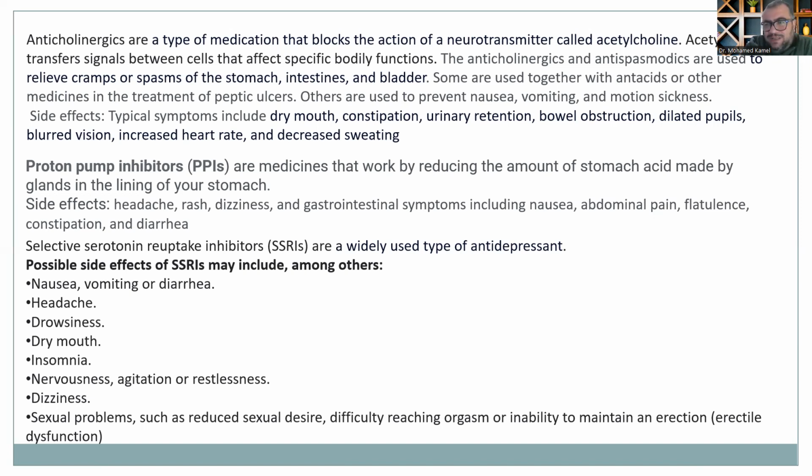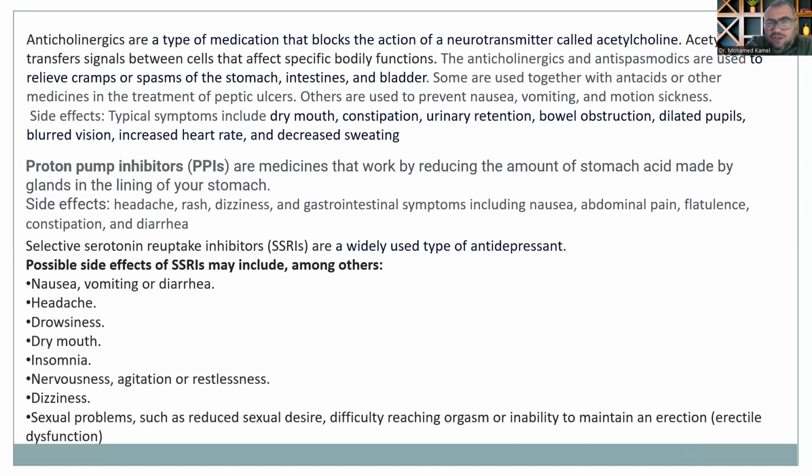What are the common side effects of anticholinergics? The common side effects include dry mouth, constipation, urinary retention, bowel obstruction, dilated pupils, blurred vision, increased heart rate, and decreased sweating. These are anti-parasympathetic effects, because you are blocking the action of the parasympathetic nervous system, which is a branch of the autonomic nervous system, and you know that.